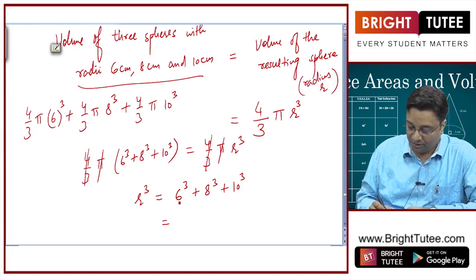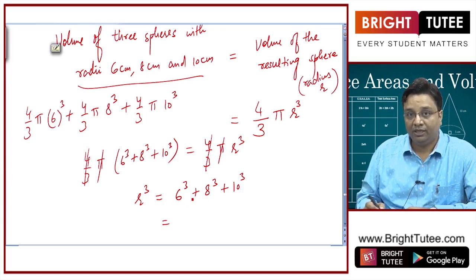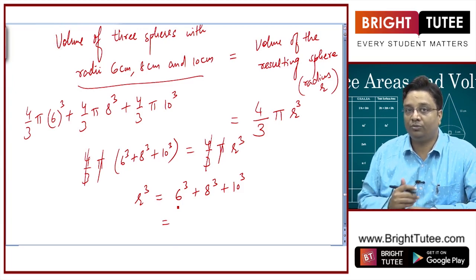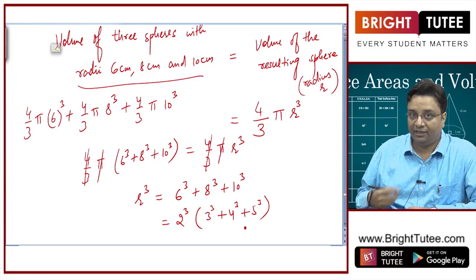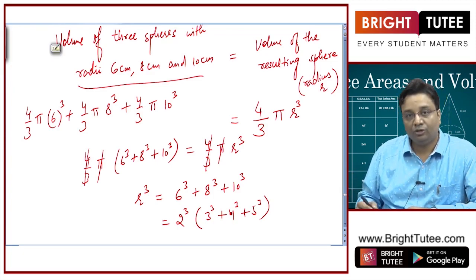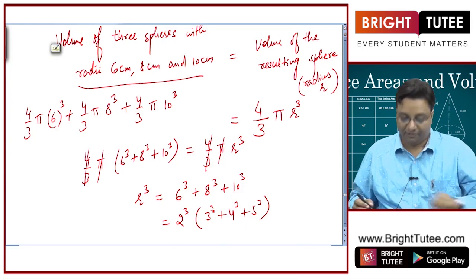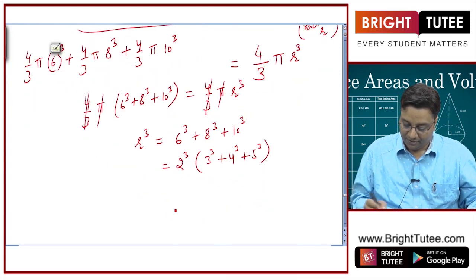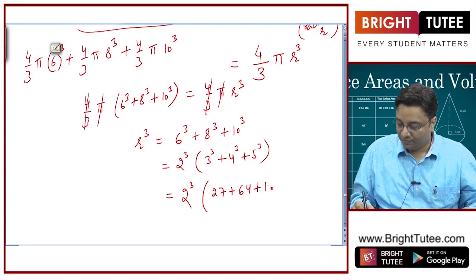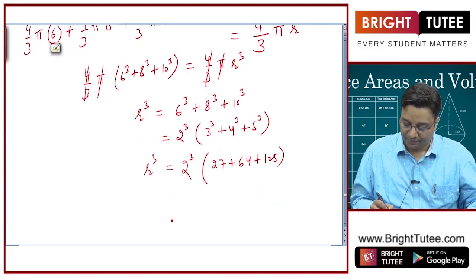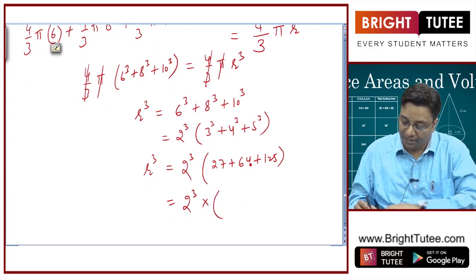So what you can do is, if you don't know what is 8 cube or what is 6 cube, you can take 2 cube out. So if I take 2 cube out, I'll have 3 cube plus 4 cube plus 5 cube inside. Now I think you know 5 cubed is 125, 4 cubed is 64, 3 cubed is 27, right? So you can write it as 2 cube, this is 27 plus 64 plus 125, right?